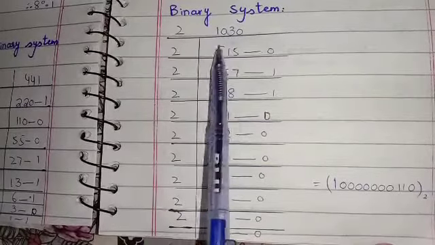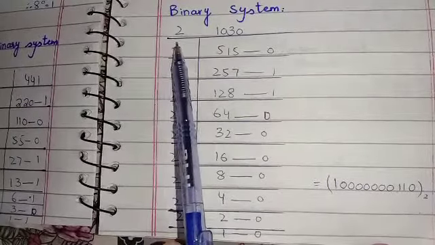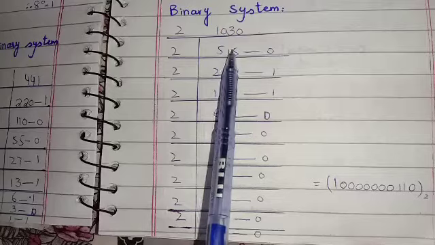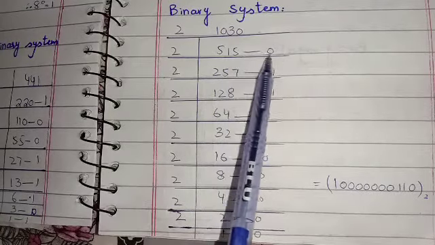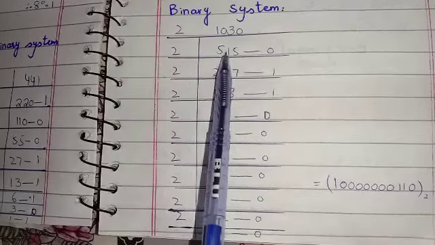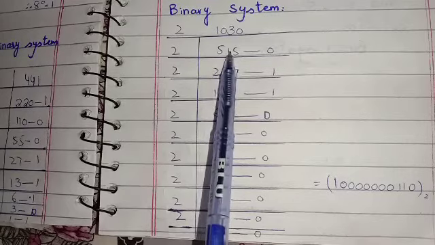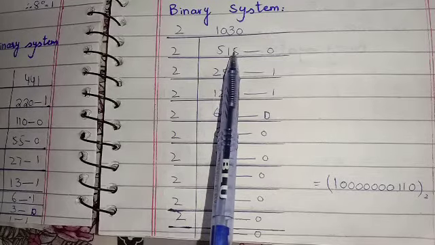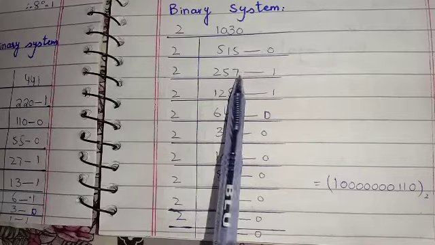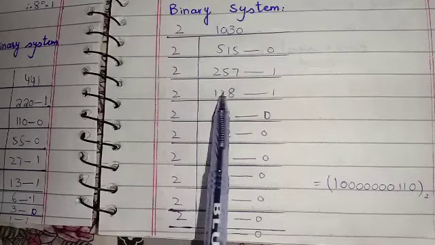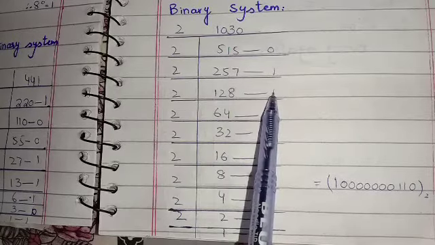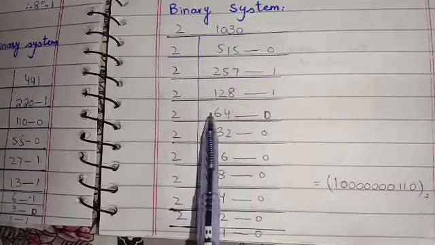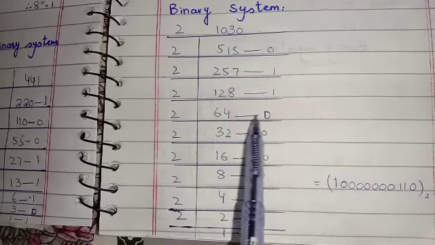Now students, here is a number 1030, starting from 2. 2 5s are 10, 2 1s are 2, 1 carry, it makes 10, 2 5s are 10, there is nothing remainder, so we will write 0 here. 2 2s are 4, 1 carry, here it makes 11, 2 5s are 10, 1 remainder, it will carry on next number, it makes 15, 2 7s are 14 and 1 remainder. 2 1s are 2, 2 2s are 4, 1 carry, it makes 17, 2 8s are 16 and 1 on the remainder side. 2 6 are 12, 2 4s are 8, there is nothing remainder, so we will write 0 here.